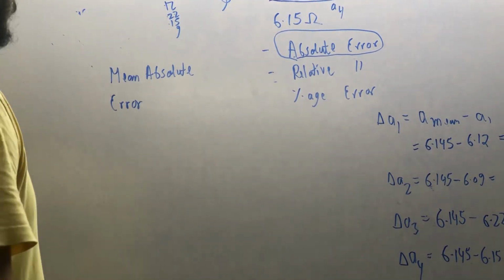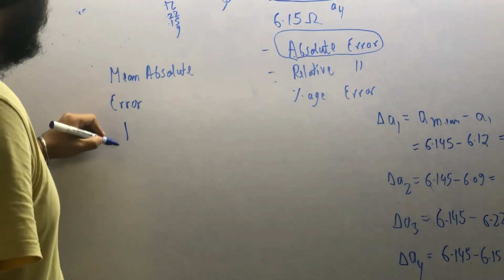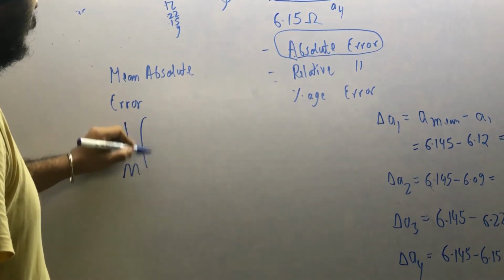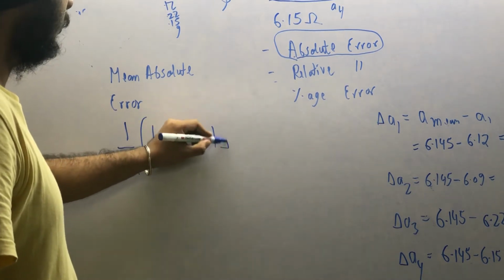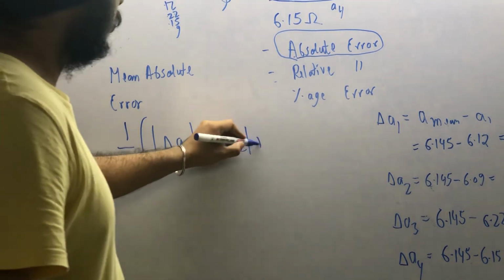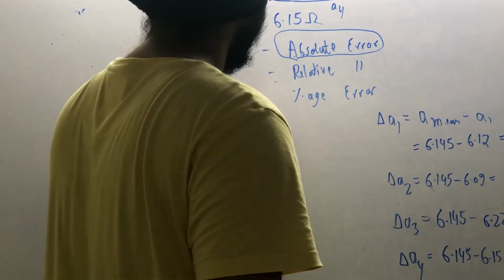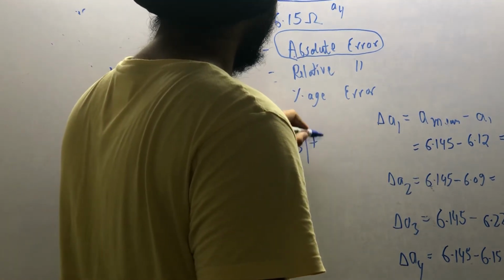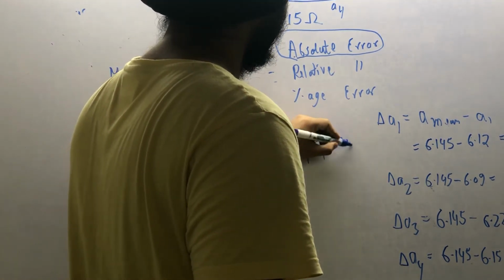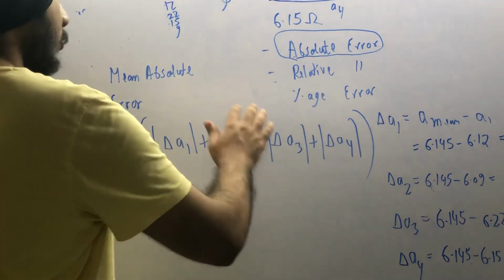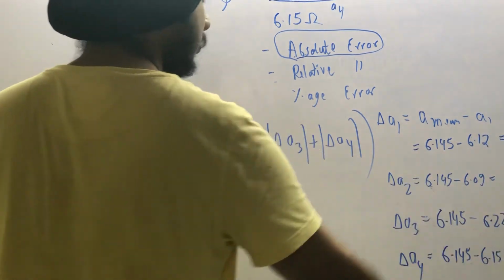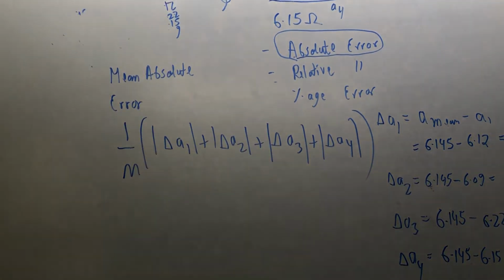So mean absolute error will be basically 1 upon n, mod of delta A1 plus mod of delta A2 plus mod of delta A3 plus mod of delta A4. Okay, so whenever you are taking out the mean absolute error, you will always take the positive value. No need to take the negative value.